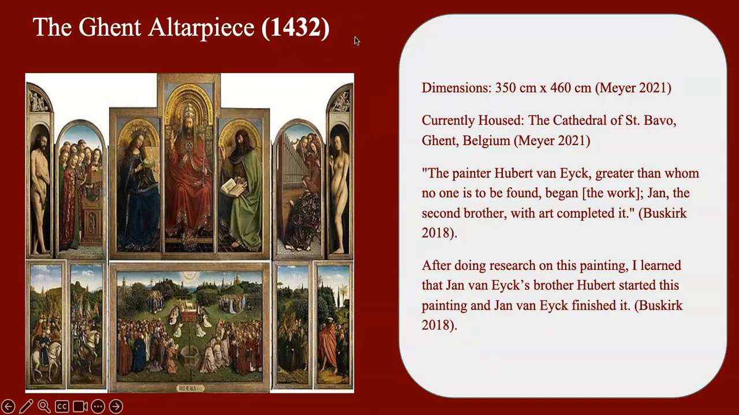All right, the Ghent altarpiece, 1432. Dimensions of this are 350 centimeters by 460 centimeters. Currently housed in the Cathedral of St. Bavo in Ghent, Belgium.